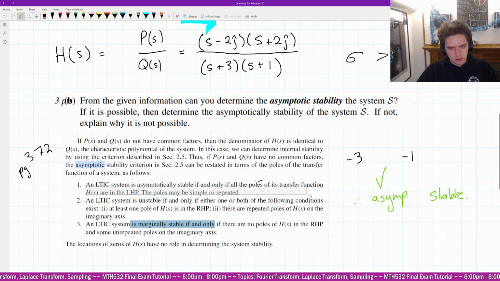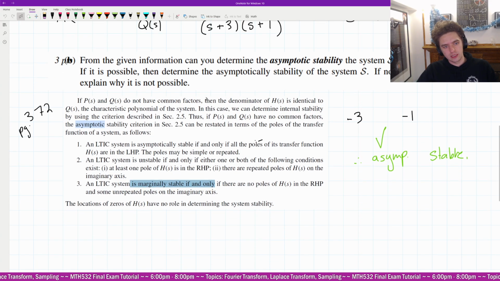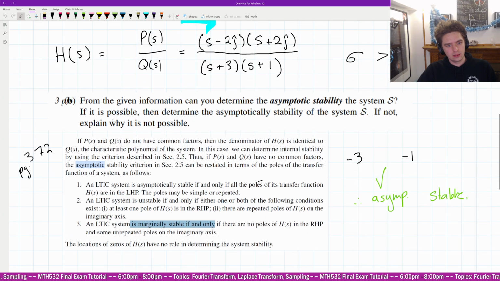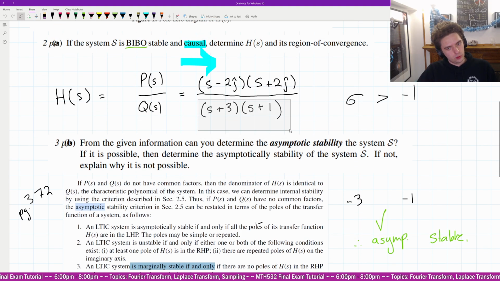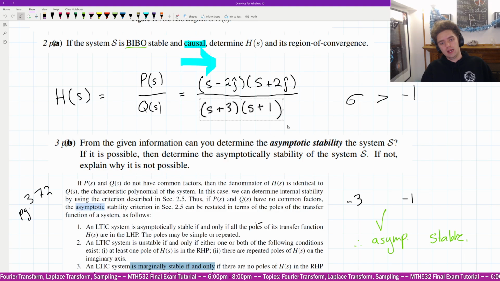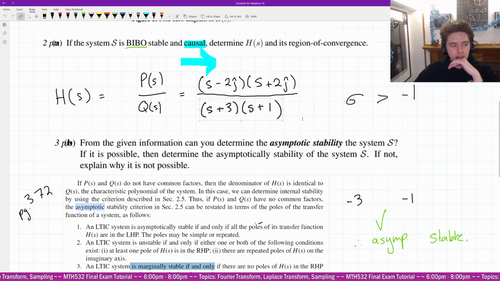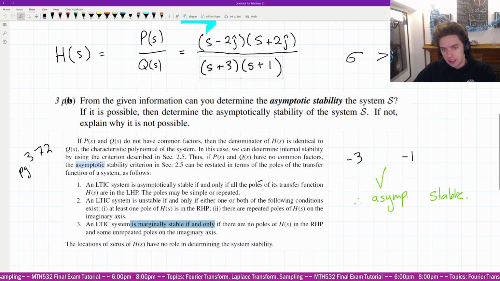And I would just explain that. So basically, in words, I would say, treat the denominator of the transfer function as the characteristic polynomial of the system, because it is, apparently. I can't prove that, but apparently it is, according to this textbook. And there we go. Then you can just use the same rules that we talked about from that section, chapter 2, onto here.